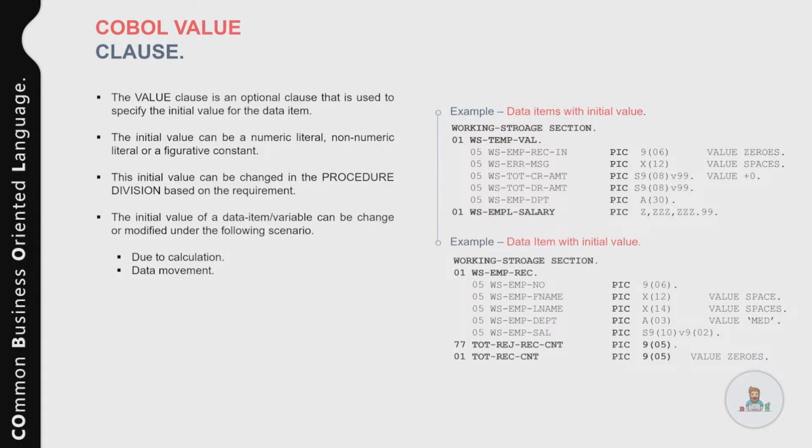So this is how you can use value clause to assign initial value to the variables that you define. In our next example, we have group variable, that is ws-emp-rec, and there are elementary items which are defined under that particular group item. So if you notice, first name, last name, we have defined as X of 12 and X of 14, and we have assigned an initial value as space and spaces. After that, we have employee department variable, which is defined as alphabetic, and the length is 3, and we have assigned an initial value as MED.